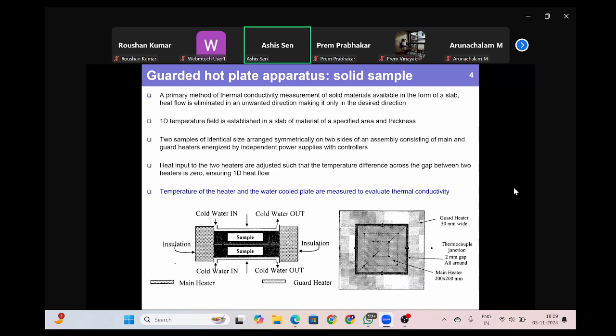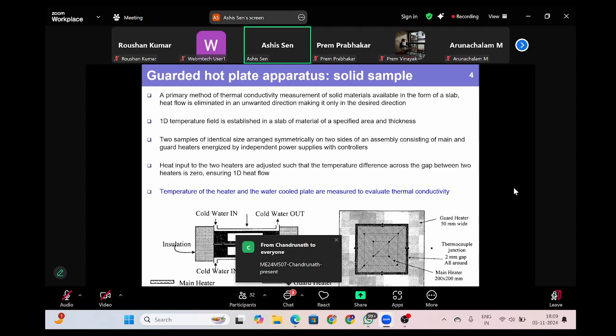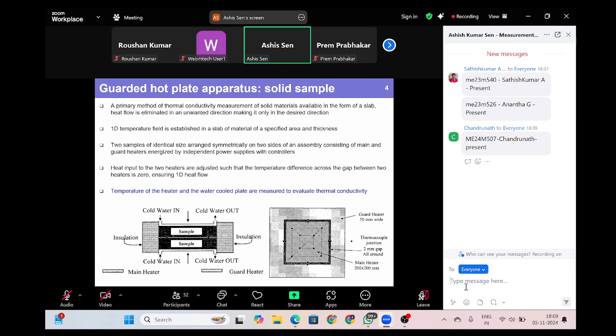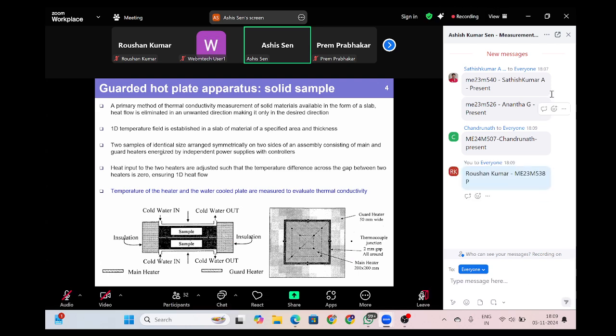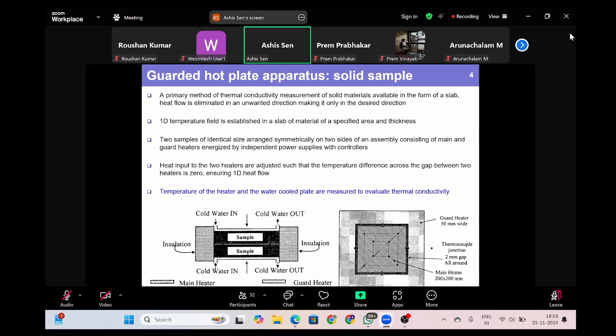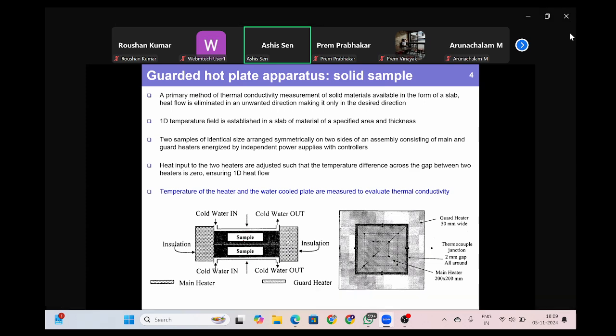So here, and then the sides are insulated. Okay. So basically the heat from the main heater is not allowed to move to the side because the guard heater temperature and the main heater temperature are matched, right? And there is insulation also in the sides. So heat cannot flow in the sideways direction. So the only way heat can flow is in this direction. So that way you ensure that heat flow through the sample is one-dimensional.